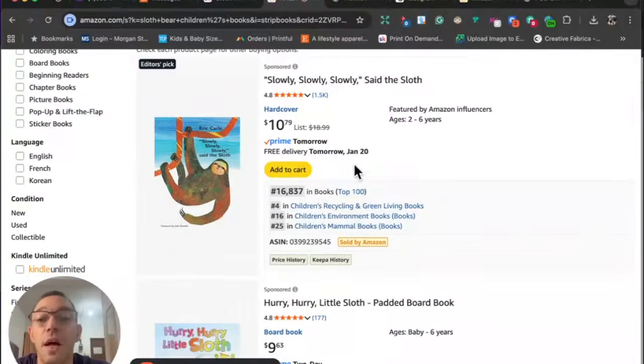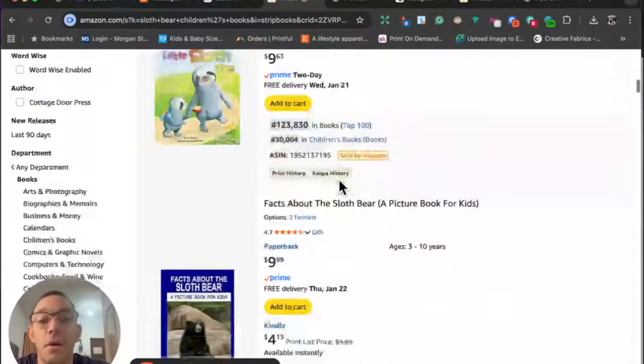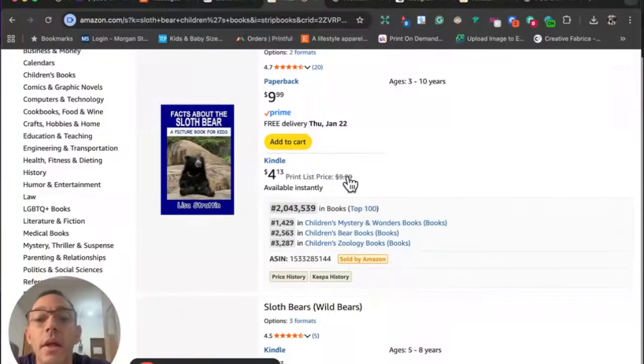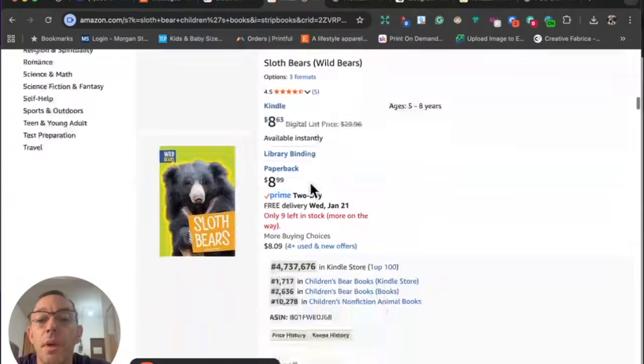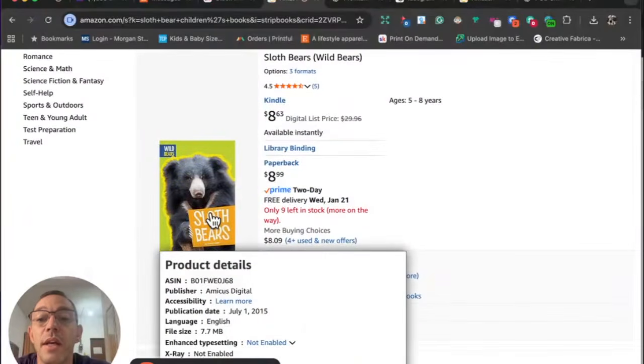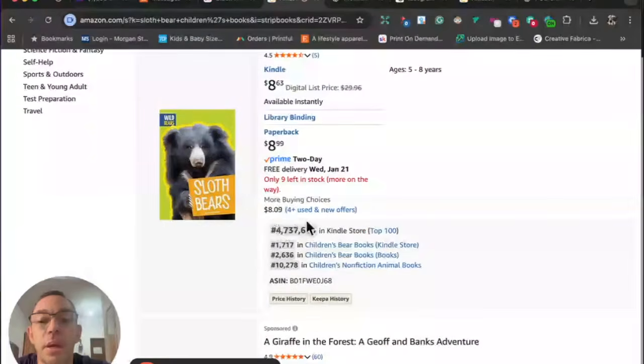So this looks like just a sloth book. So I'm looking for a Sloth Bear. So is that okay, yeah, that is a Sloth Bear. Now I want one that's an illustration for books. So kind of like this right here, but not the best BSR.